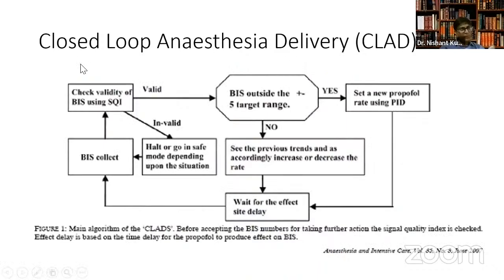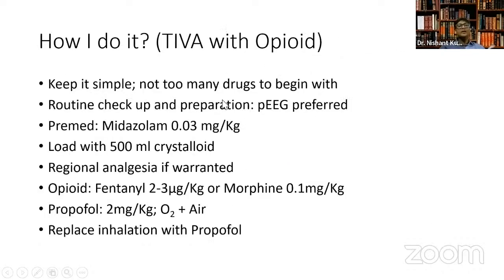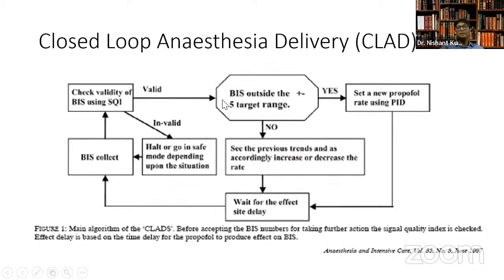How? First, it checks the BIS using SQI, to see if it is valid. You set a target: this is the BIS target that I want. If the BIS is outside the target, it will increase the propofol. If the BIS is normal, it will see the response, right? And again, it will see the hemodynamic parameters as well.